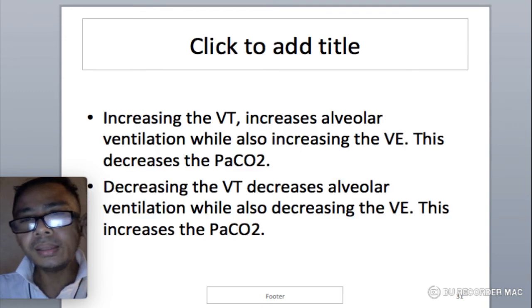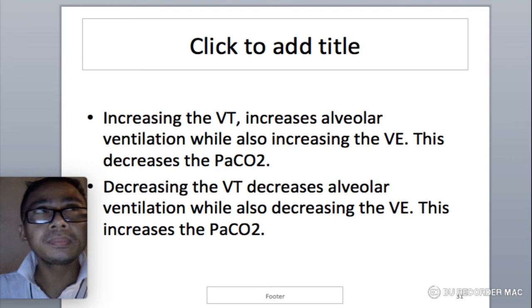So increasing the tidal volume means increases the alveolar ventilation, wherein decreasing the tidal volume decreases the alveolar ventilation. So this is directly proportional to the alveolar ventilation. Remember, your tidal volume, once you increase, there will be a good oxygenation. When you decrease tidal volume, there will be a poor ventilation.